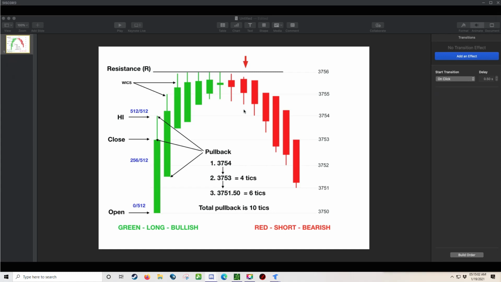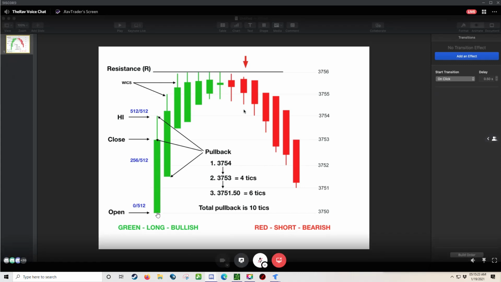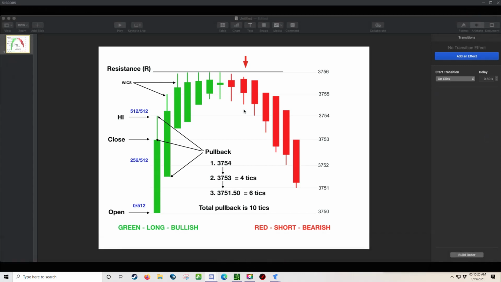And then we got red going short, going bearish. Okay, so the first thing we're gonna look at is the long side. On a green candle, the first thing we're going to look at is the open of the candle. The open of the candle is always on the bottom side, the fat part of the green candle. Okay, that's the open.